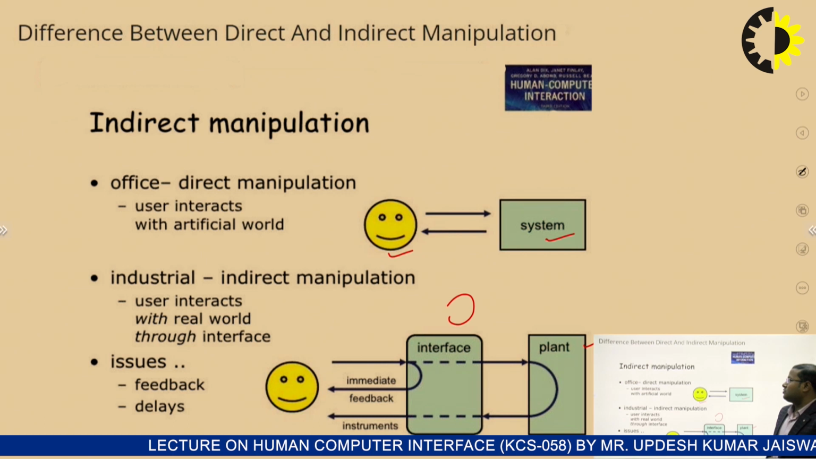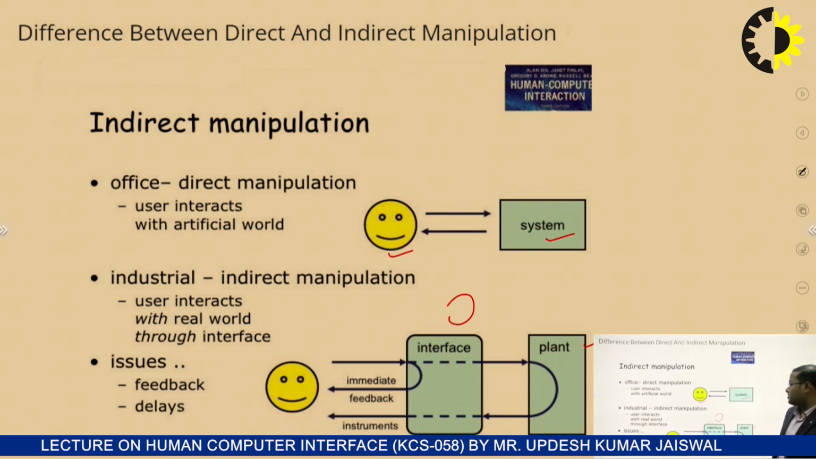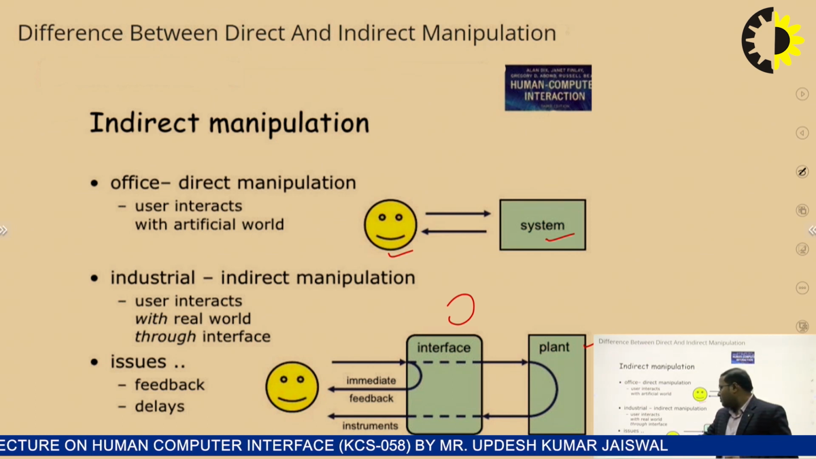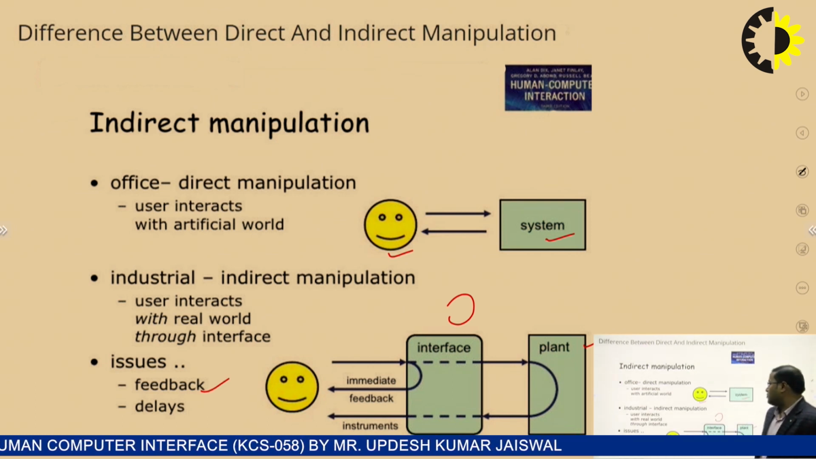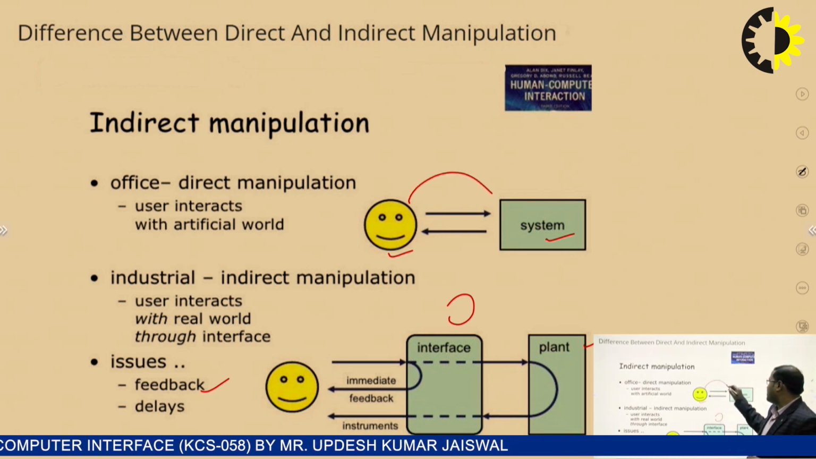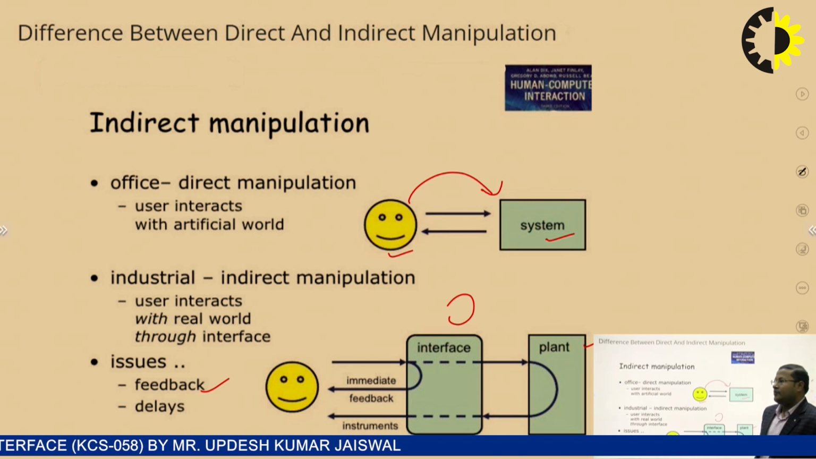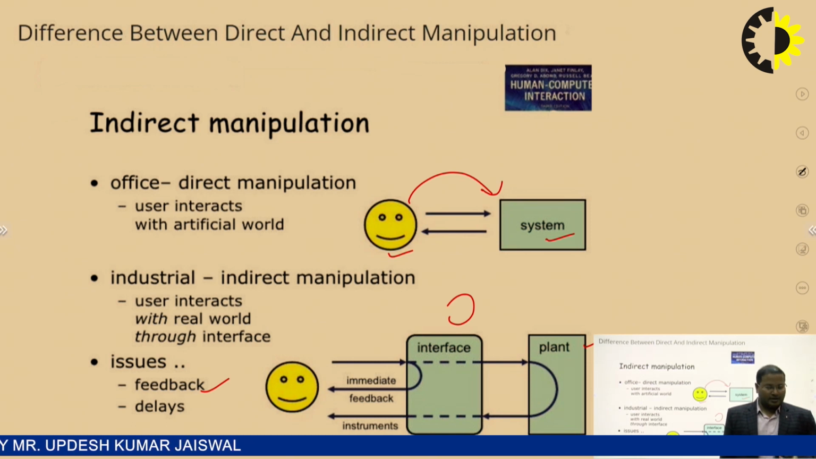So what are the issues that come in case of indirect manipulation? It is very important to understand. Feedback is provided very late. But in direct manipulation, the customer is in direct contact with the system, so feedback is provided very early, very quickly. So this was the important difference between direct and indirect manipulation.